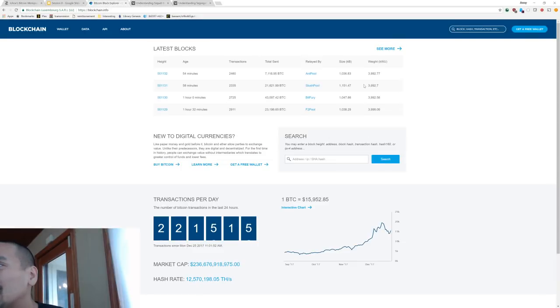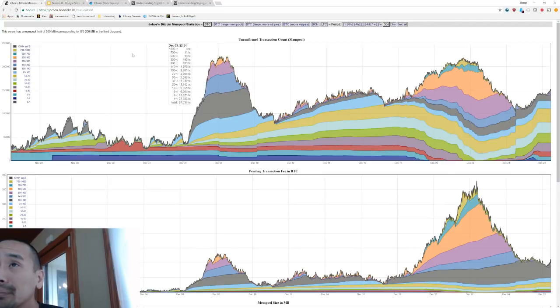But hopefully this helps you understand why Segwit would help even just on-chain scaling. Because if you utilize it more, then you can fit more transactions in the same amount of weight. And that's not even mentioning Lightning and stuff like that.